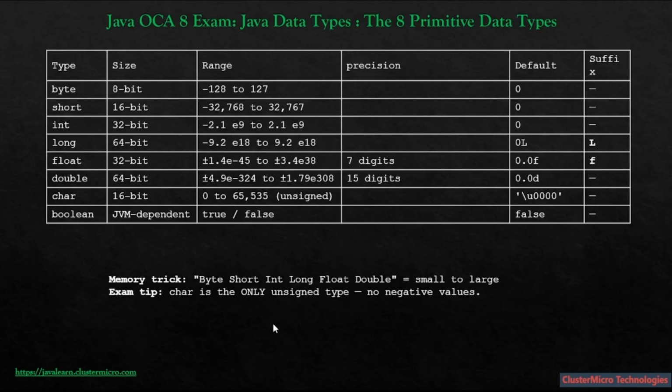A memory trick for the order, we have to remember that: byte to short, to int, to long, to float, and double. Small to large, we have to remember that.